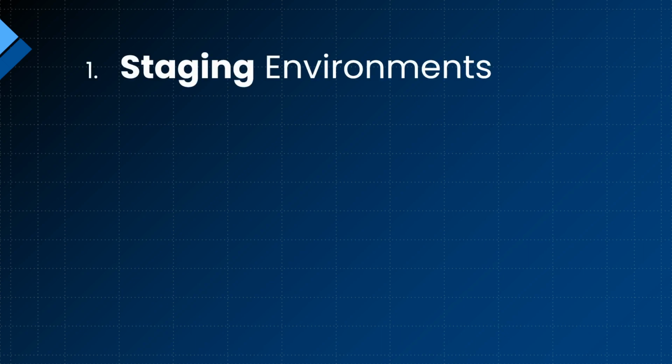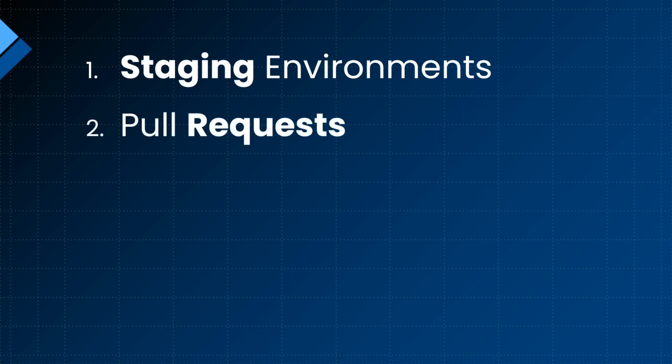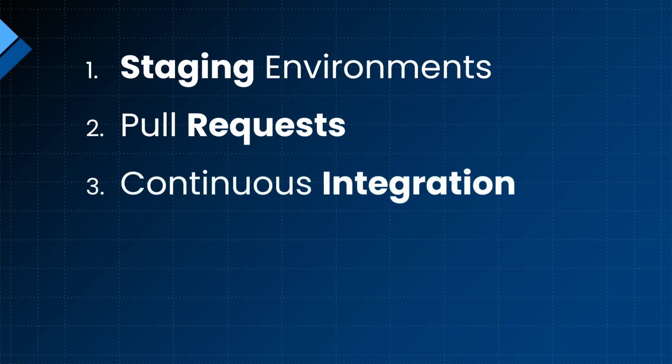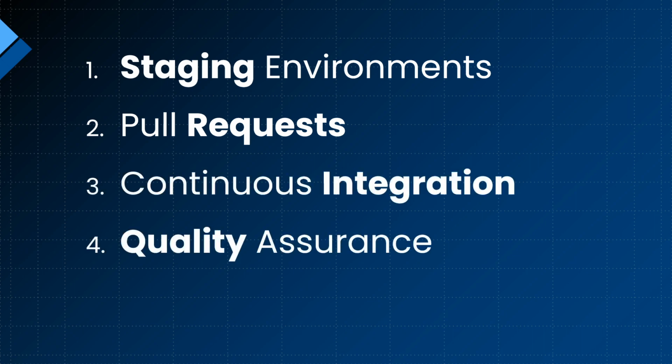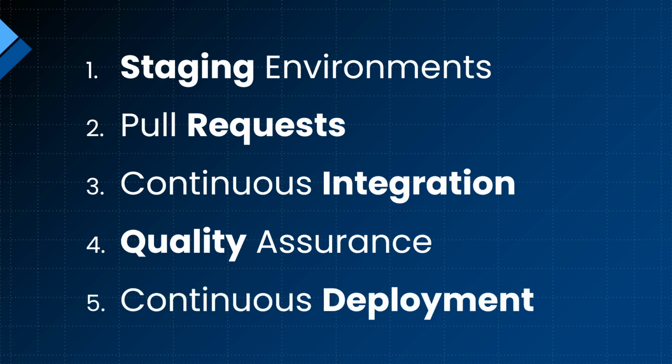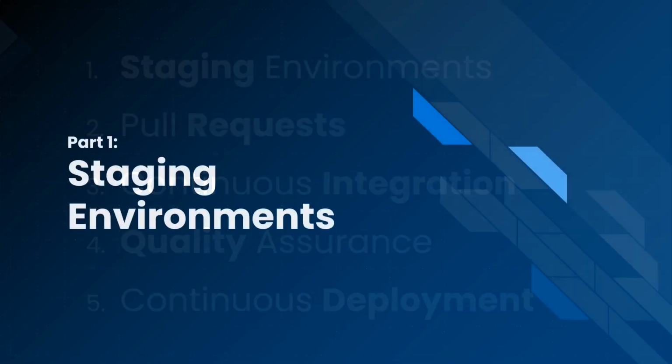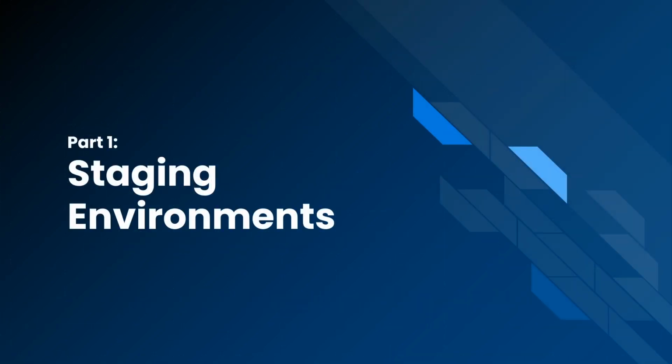First one is going to be staging environments. Second one is going to be pull requests, which is probably the one that you guys are most familiar with already. Third one's going to be continuous integration. Fourth is quality assurance. And fifth is going to be continuous deployment. So let's get right into it and talk about staging environments.